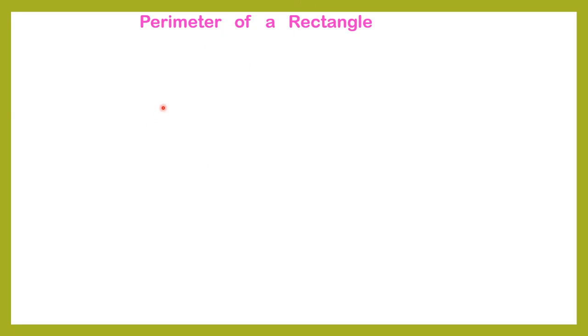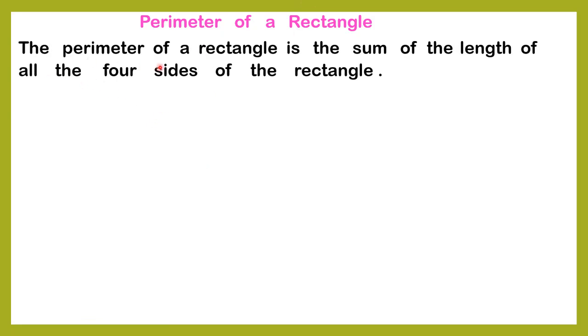Perimeter of a rectangle. The perimeter of a rectangle is the sum of the length of all the 4 sides of the rectangle. Now you know, children, rectangles have 4 sides. We had learned this in the lesson geometrical figures. Opposite sides of a rectangle are equal, and the measures will be given to you and you have to add them here.